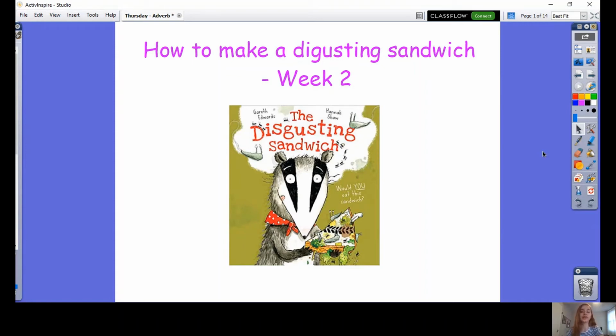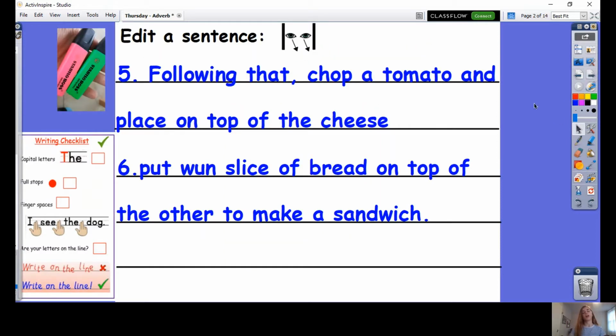Good morning, year one. We are going to continue writing how to make a disgusting sandwich. I need your help to edit my sentence. This is a part of my method. I will read it for you, so read along with me.